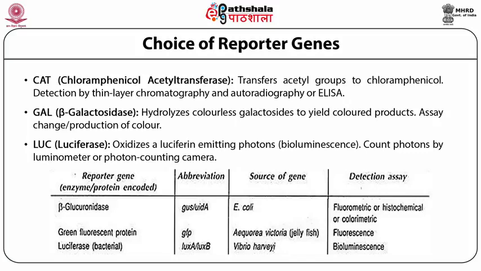There are some reporter genes which can be used which are not destructive. They can easily be seen under the microscope, and the cells will be alive. One example is luciferase, coded by the LUC gene. It oxidizes luciferin, emitting photons, bioluminescence. It reacts with the luciferin to produce light. This can be assayed by a luminometer or photon counting camera and so on. You have green fluorescent protein, red fluorescent protein, DS-RED, and so on, which we'll be talking about in subsequent slides.